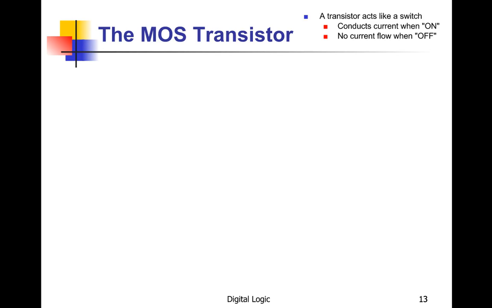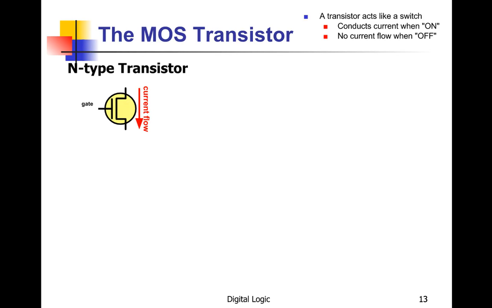So now we're going to look at the metal oxide semiconductor transistor. Like I said, a transistor conducts current when it's on, and it doesn't conduct current when it's off. That's just like a switch. So this is a schematic symbol for an N-type MOSFET.